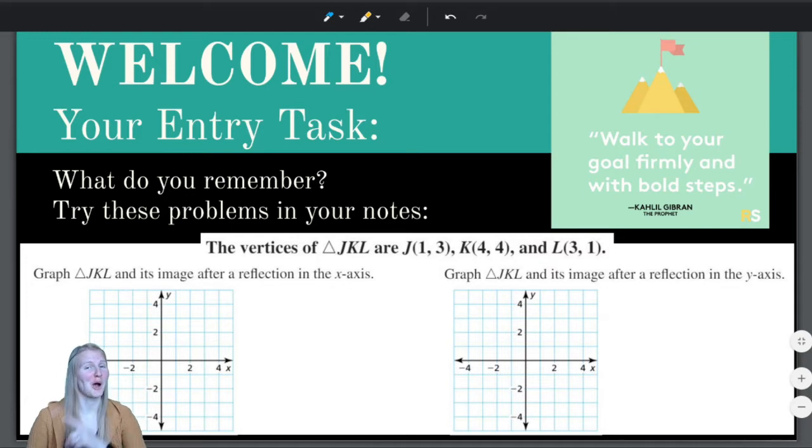You know what to do. Pause the video and try these problems in your notes, then unpause it to do it with me. Okay. Alrighty, the vertices of JKL are as follows.